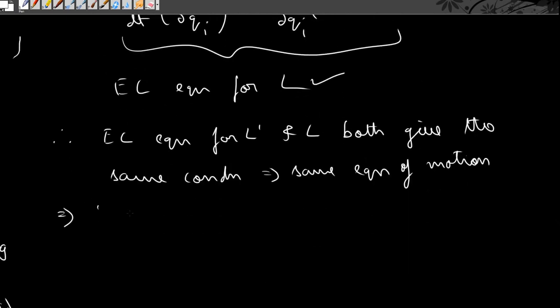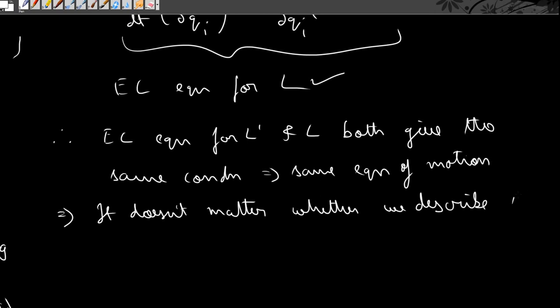This implies it doesn't matter whether we describe the system using L or L dash. Both descriptions give the same equations of motion. So I can say that the Lagrangian for the system can be L or L dash.